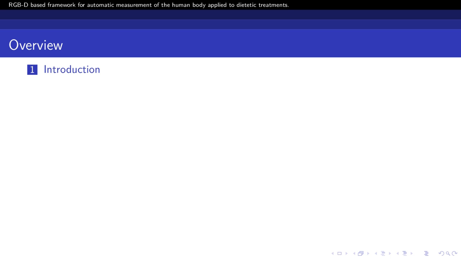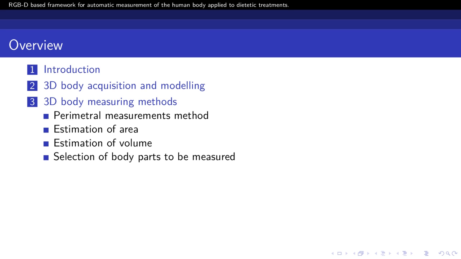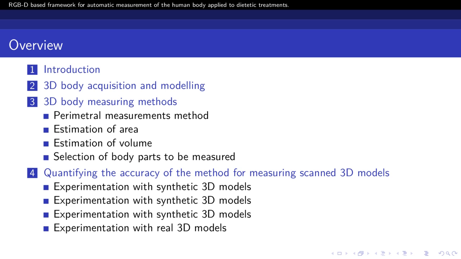This presentation will be divided into 5 sections. On the first one, I will introduce the main motivation and aims of this project. On the second section, I will explain the acquisition process and the 3D model generation. On the third section, I will explain the measurement methods that have been used. On the fourth section, I will show you the comparative results of the measurement methods and the error levels in order to know their accuracy. On the last section, I will summarize the achievements of this project and the future research lines.